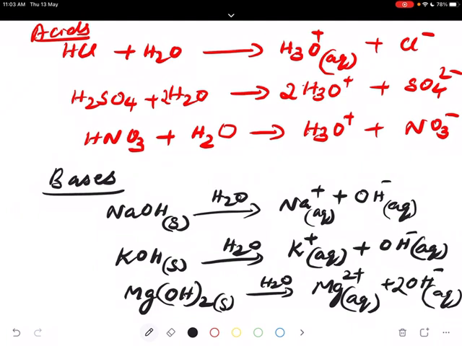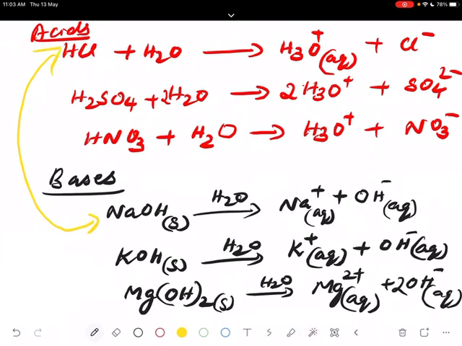Now, if you put an acid and a base, then what will happen? This will combine with this. That is, here H plus ions will combine with OH minus ions to form water, and the remaining will combine to form NaCl, salt, plus water. So that reaction is called neutralization reaction.